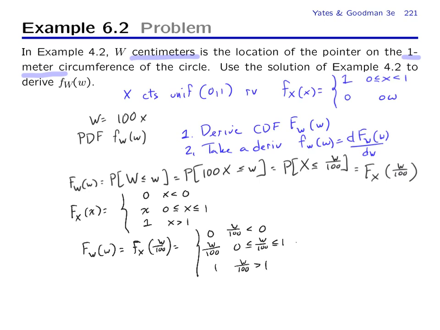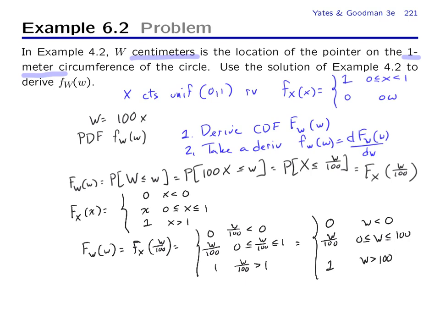And now all we have to do is rearrange these cases. The values of the cases, 0, w over 100, and 1 don't change. But on the right side, the case statements you would rewrite as w over 100 less than 0 is just w less than 0. And the second case is w has to be greater than or equal to 0, less than or equal to 100. And finally, w greater than 100.